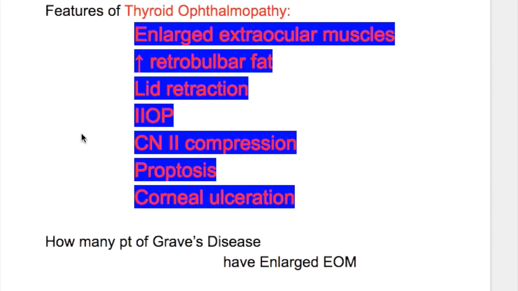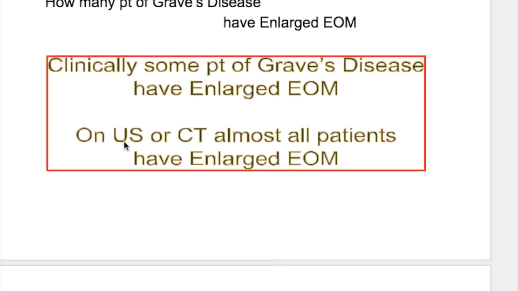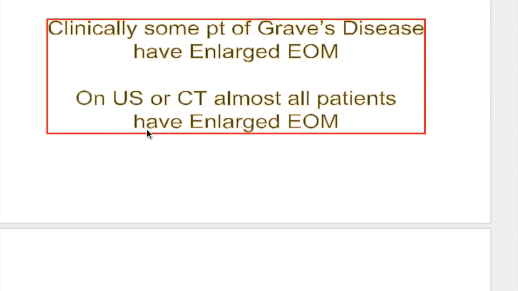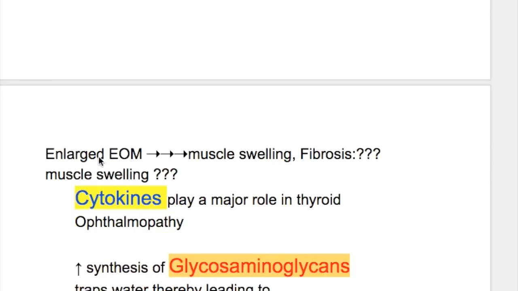What are the features of thyroid ophthalmopathy? Enlarged extraocular muscle, increased retrobulbar fat, lid retraction, increased intraocular pressure, optic nerve compression, proptosis, and corneal ulceration. How many patients of Graves' disease have enlarged extraocular muscle? Clinically, some of the Graves' disease patients have enlarged extraocular muscle, but on ultrasound or CT, almost all patients have enlarged extraocular muscle.